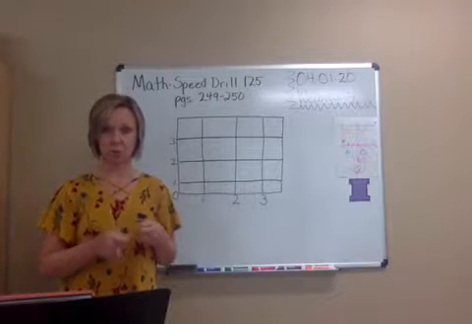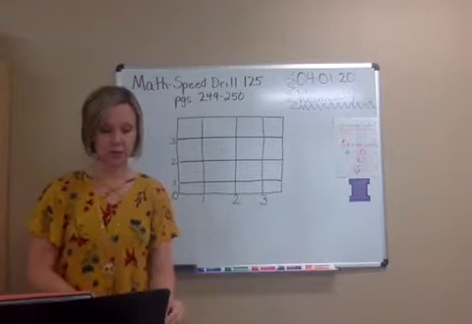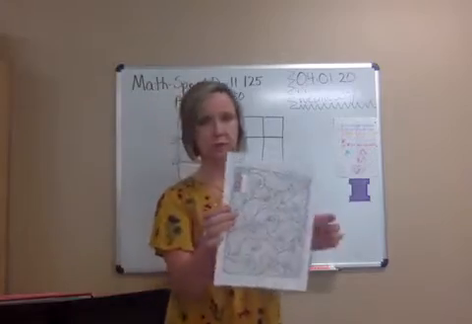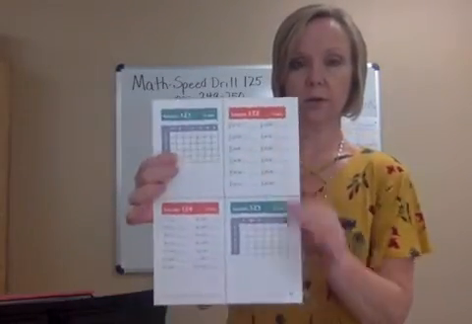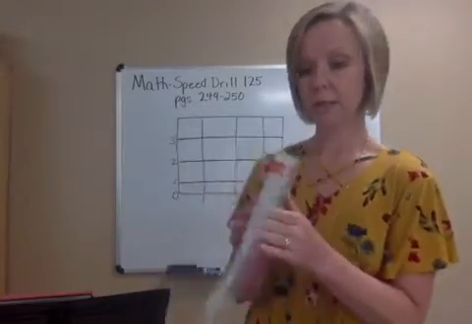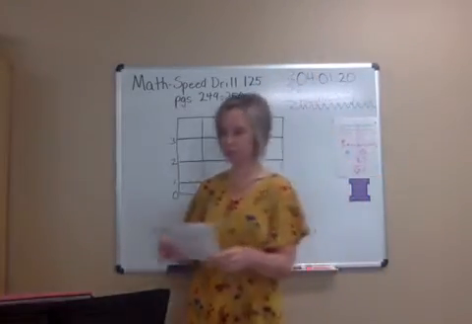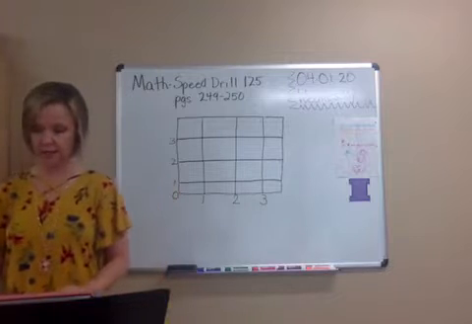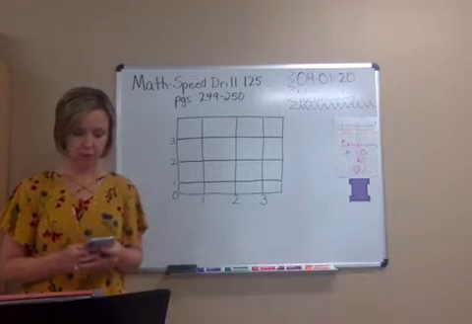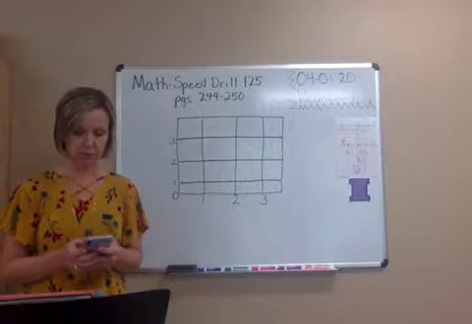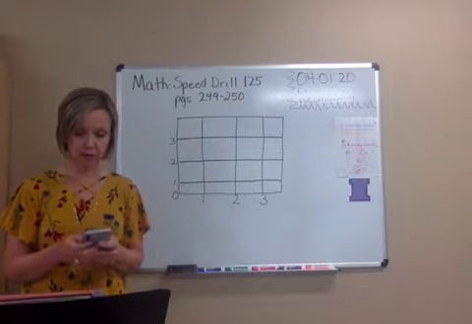So let's start this morning with our speed drill. You should have your speed drill that looks like this. Lesson 125. Right here. We're doing a table today, and it's addition. So be careful with that sign. Be sure you're adding today. It calls for 3 minutes. So I'm going to set my timer for 3 minutes, and you may begin.